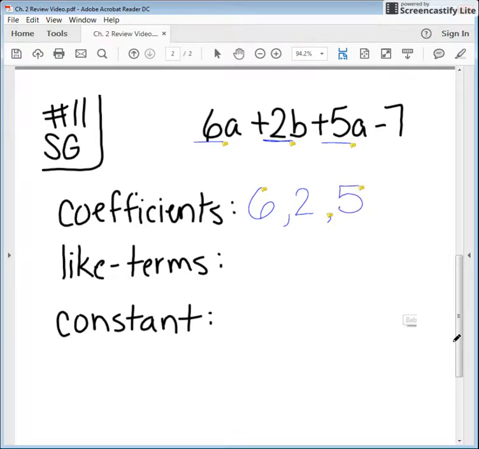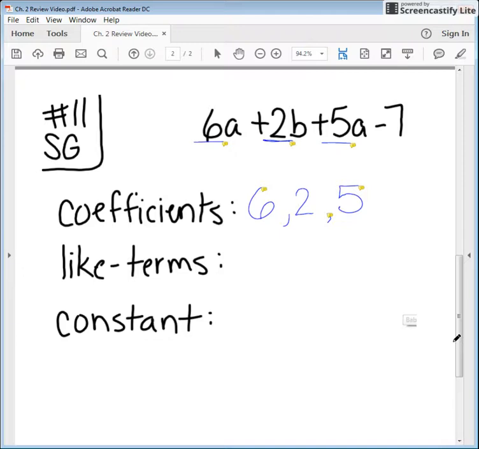I do not have a variable in my term with the negative 7, so it is not a coefficient. It needs to have that variable there to make it a coefficient, but the coefficient, again, is just the number in front of the variable. I'm going to jump down to our constants. Constants are the numbers that do not have any variable with them.